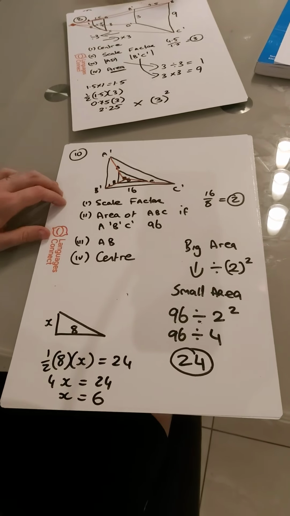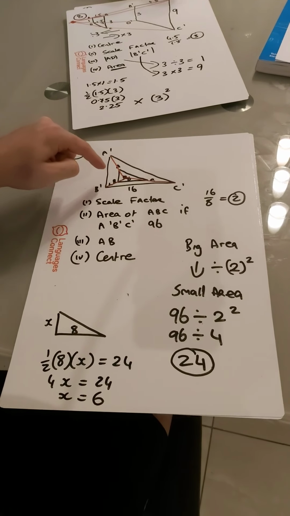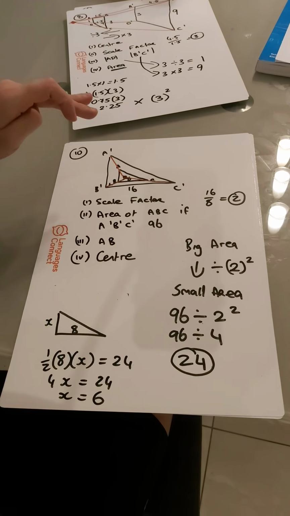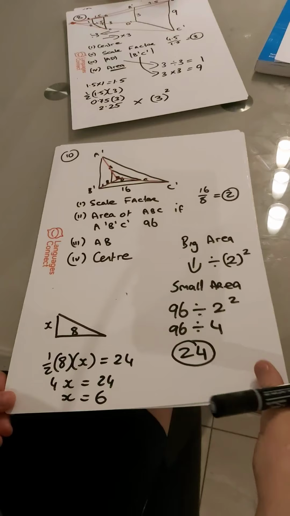So you have to think, if you can't use scale factor, think what they're after giving us. They're after giving us the area of it. Don't forget that if it's a right angle triangle, you can still use Pythagoras' theorem, you can still use half the base by the perpendicular height, etc. Okay, centre of the enlargement is done.